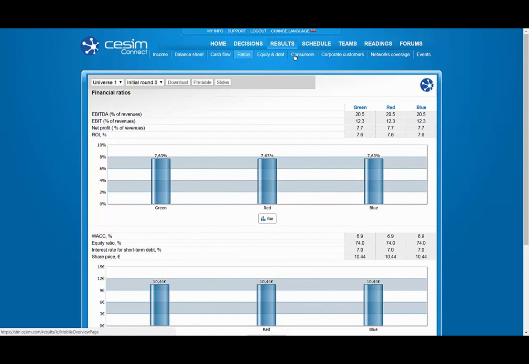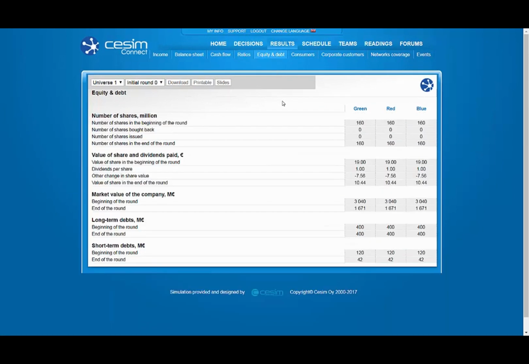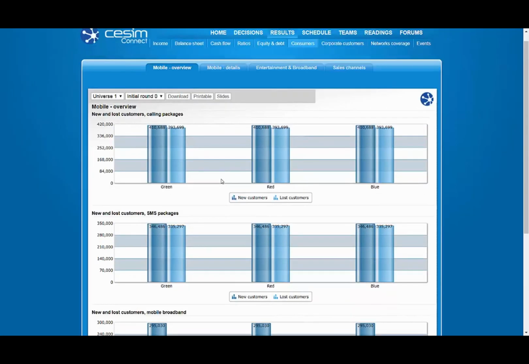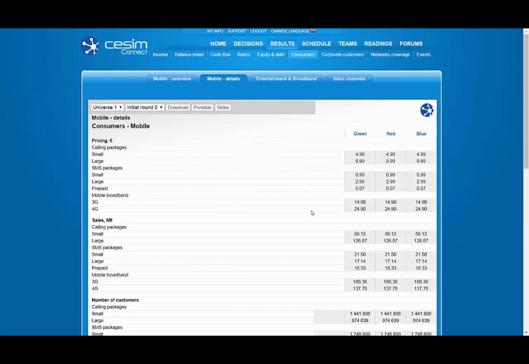Then we have some information related to the equity and debt. We have the consumer section where you can see first of all graphs, then you can see some detailed information about the pricing and sales of the different competitors. So the idea here is that you will be able to analyze and benchmark your competitors throughout these different pages. Now this concludes the decision-making overview of this Connect simulation.